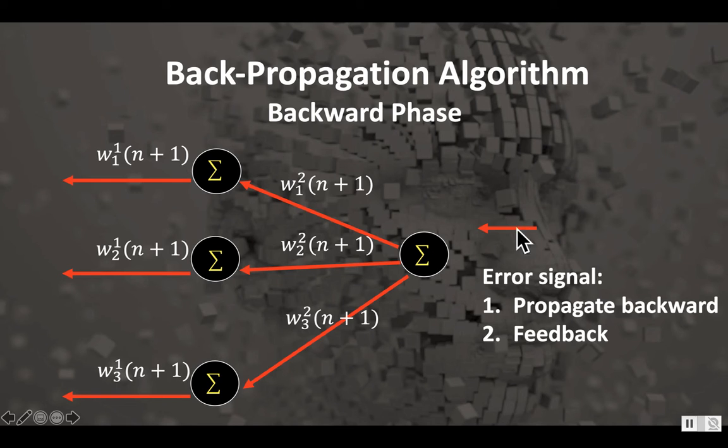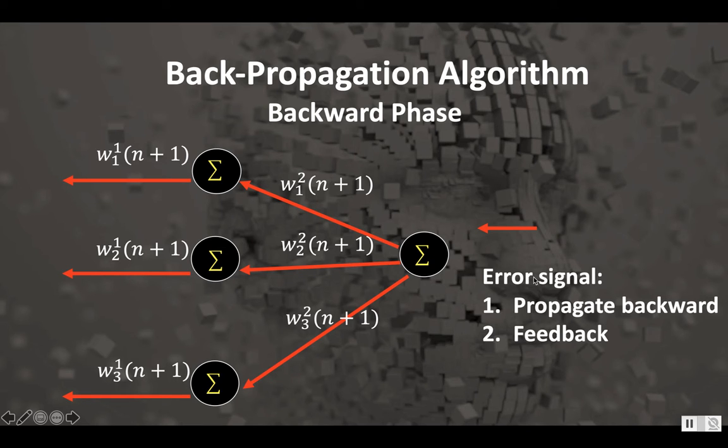We use the red arrow to indicate this. What they really bring back is the error signal. You have an input, you have the weights, and then you can get the output. Then we compare the output with the desired response. We get the error signal, and we use the error signal to adjust the weights. This phase is called the backward phase.